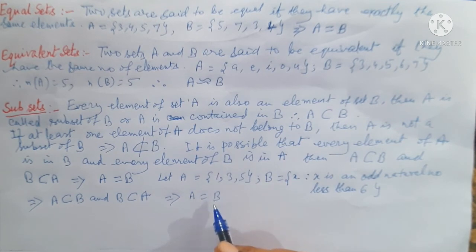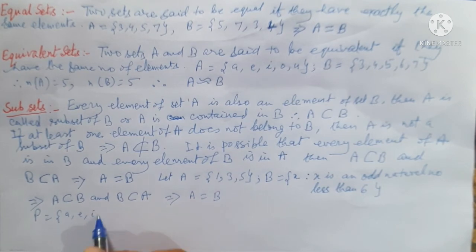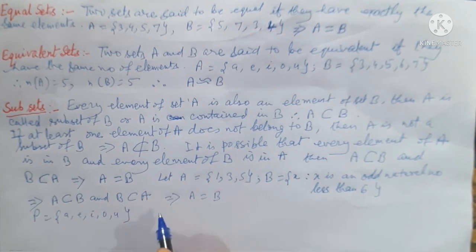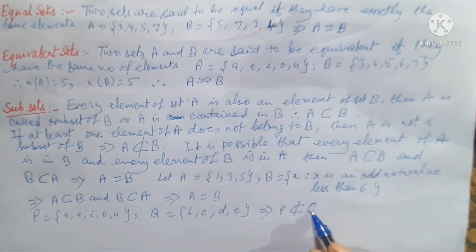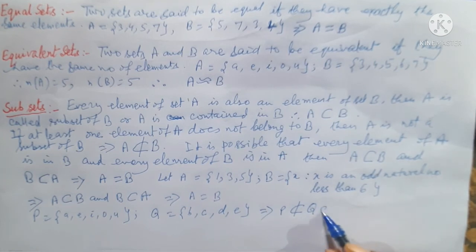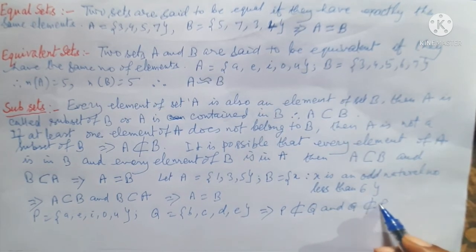Another example you can take. Set P has elements A, E, I, O, U. And set Q has elements B, C, D and E. All right. So P is not a subset of Q. And Q is not a subset of P.